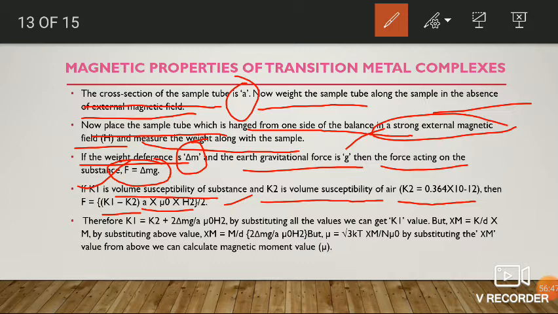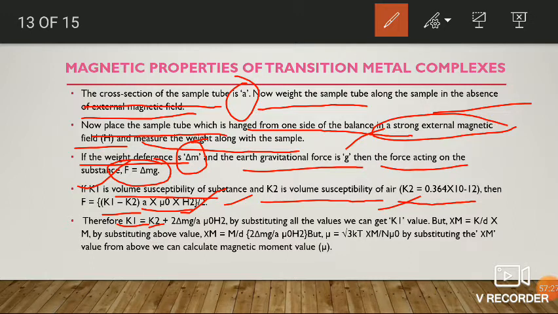Therefore, from this equation we can modify it: K1 equal to K2 plus 2 delta M g by A mu 0 H square. By substituting all these values, that is K2, delta M, the g value, the cross-section area A, mu 0 as well as H square, in this equation, K1 equal to K2 plus 2 delta M g by A mu 0 H square, we get the K1 value.